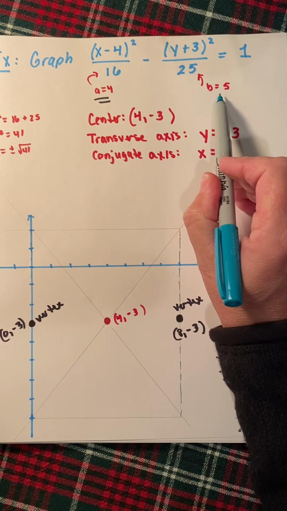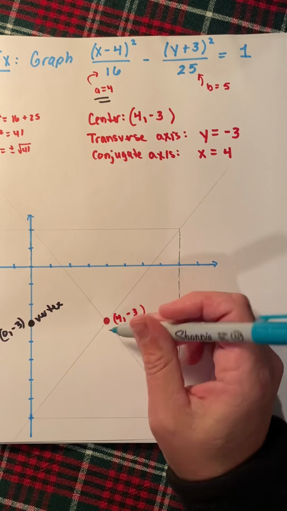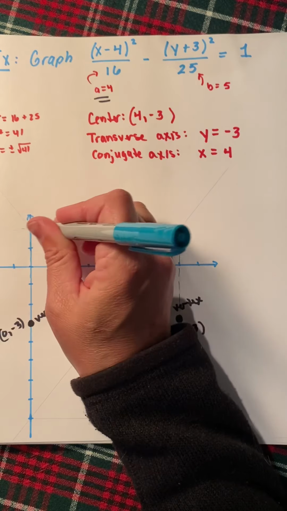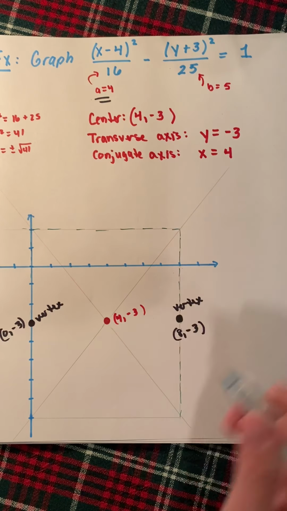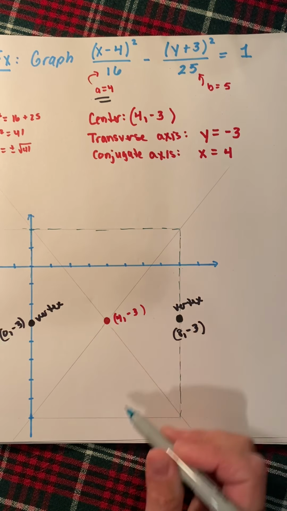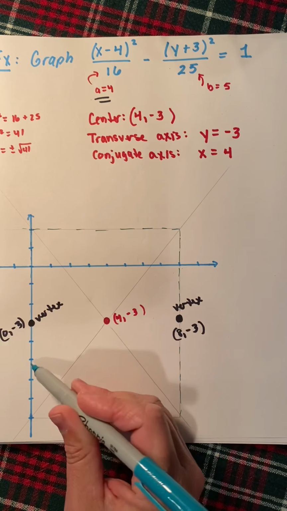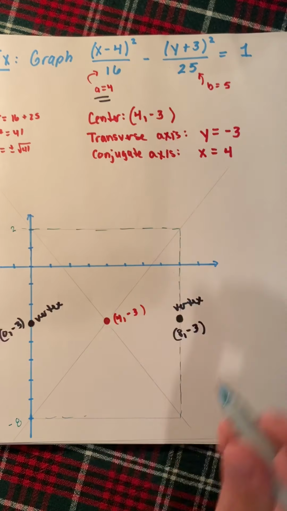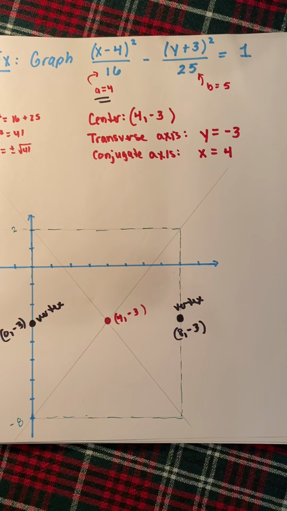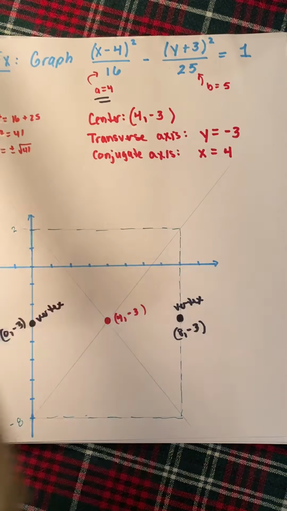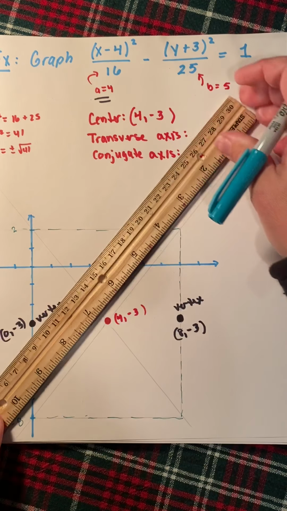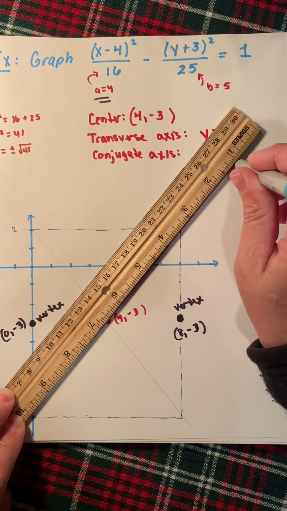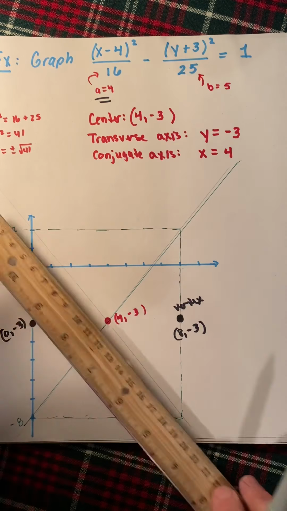Now I'm going to go up 5 units and down 5 units from the center. So if I'm down here at negative 3 and I go up 5, I'm going to be here at y equals 2. That's going to be the top of my box. And I'm at negative 3 and I go down 5. I'm going to be at 1, 2, 3, 4, 5. I'm going to be at negative 8. So the bottom of my box is at negative 8. And now I'm going to draw my asymptotes in. I'm going to go corner to corner in my box. And those are going to be the asymptotes that help me draw my hyperbola.